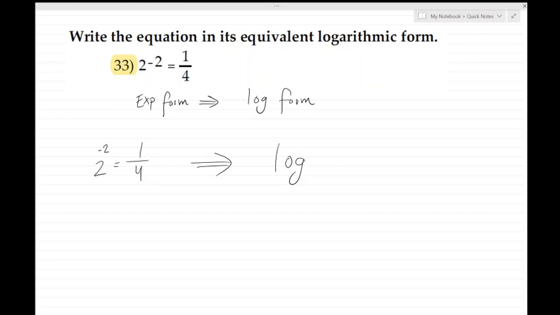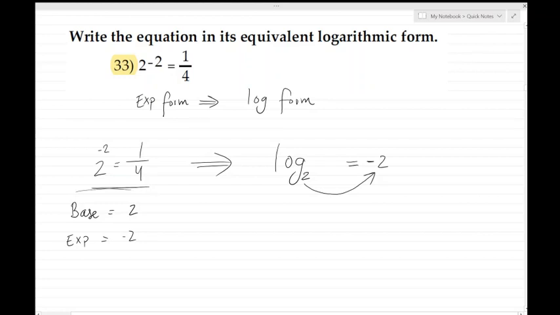Then, what is the base in this problem? The base is 2. The exponent is -2. So the base goes in the base. Both places, exponential and logarithmic, have the same place for where the base goes. Then I like to put the equal sign just because I know it's going to be there. And then I think to myself, 2 to the power what? So it's kind of working backwards as if I was going from logarithmic to exponential, but I already have the exponential form, so I'm just trying to rewrite it.